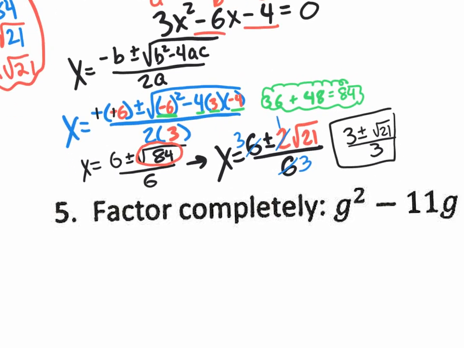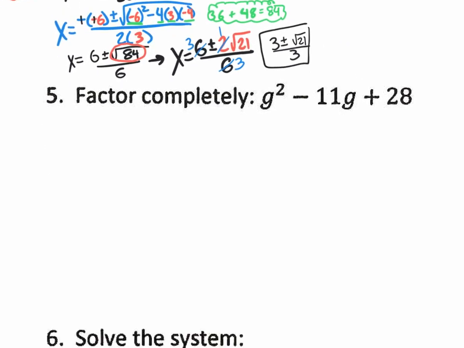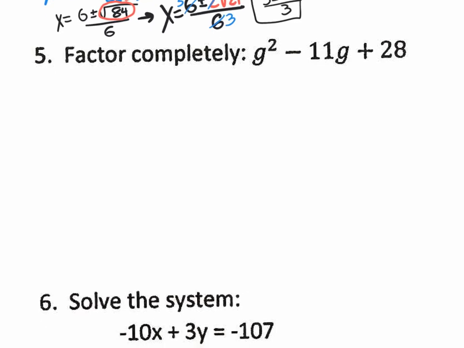Might as well jump to number 5. Factor completely. So it's not an equation, we're not solving, but we could factor. And because the a value is 1, it's really easy to think of this. What times what is 28, that if I combine together is negative 11?